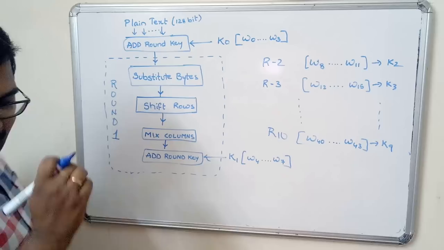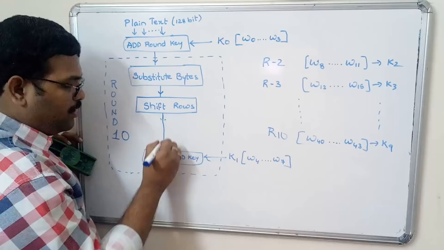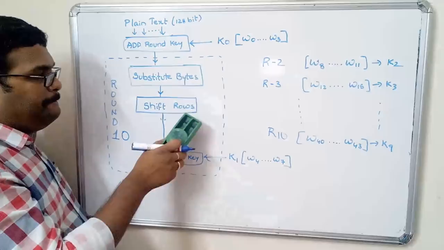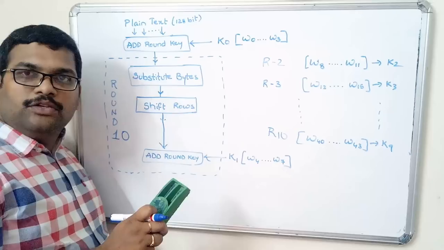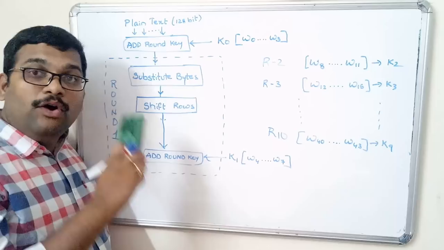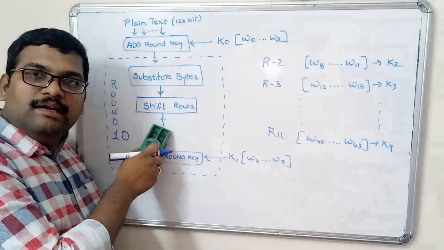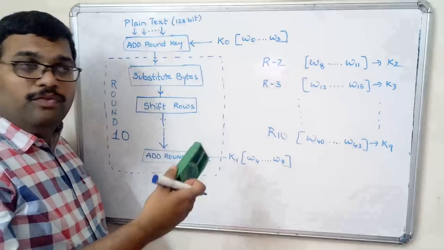In the last round, the 10th round, a small change will be there. There we need not apply the mix columns, so we will apply only three functions: first S-box, next shift rows, and directly we perform the add round key. Only in the 10th round. For all the first 9 rounds, we have to apply the 4 processes: S-box, shift rows, mix columns, and add round key. In the second round also, we apply the 4. Only in the last round can we ignore the mix columns. Hope you understood this block diagram. So let us continue with each and every process.